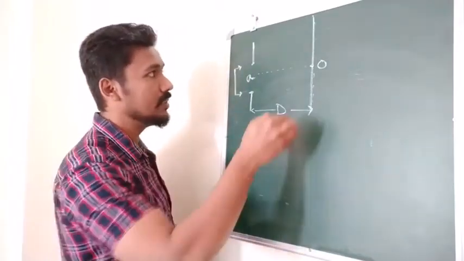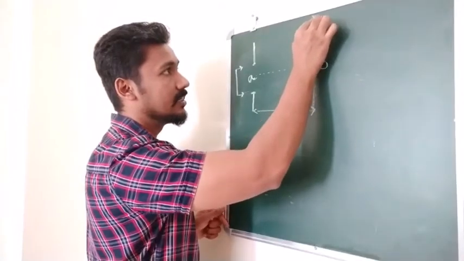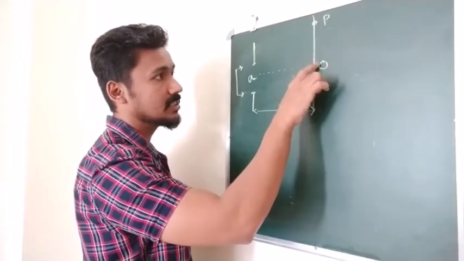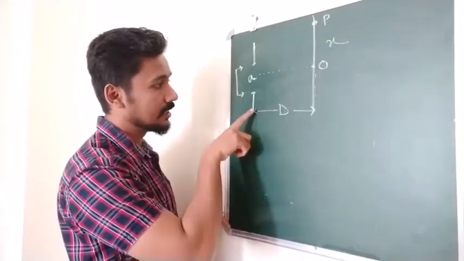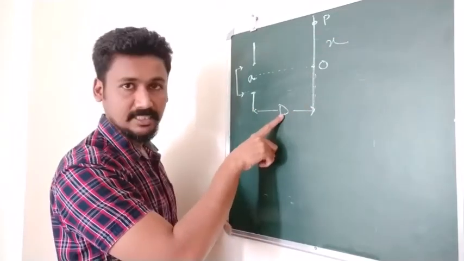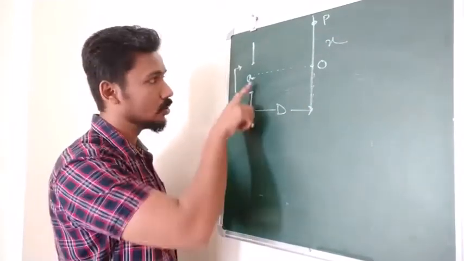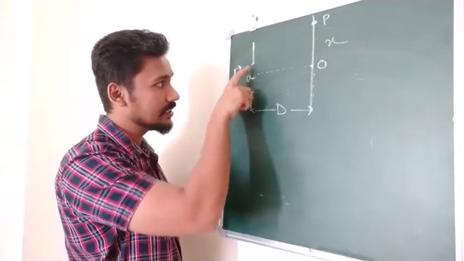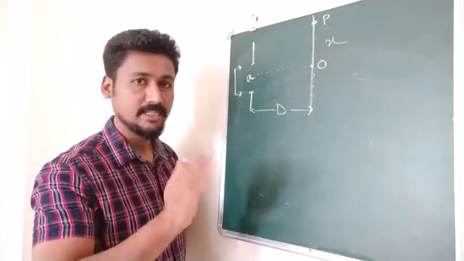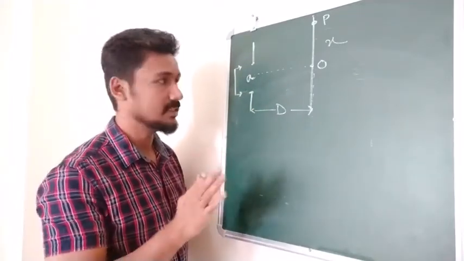Fine. So now let us select one point over here. Let us call that point P. Distance from O to P will be X. From the slit to the screen, distance is capital D, just as before. Only difference we are making here, the slit width we are taking as small a, so that there is no confusion with interference in this.